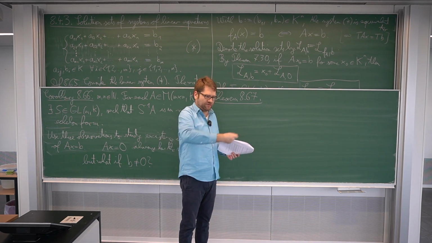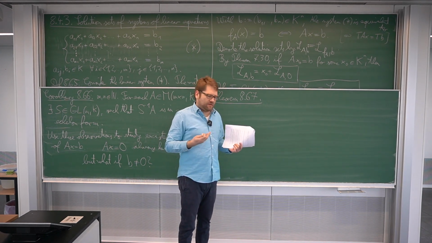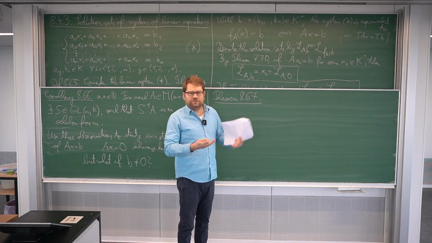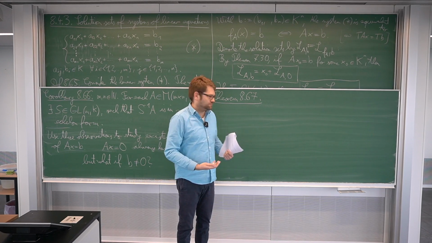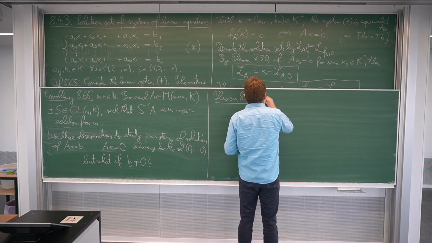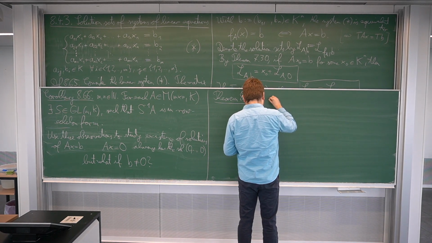So we can just feed it with the Gaussian elimination method to bring something into row echelon form. This is something we can do. There's a procedure for this. So this is good. Now, we can use this row echelon form in the following way.